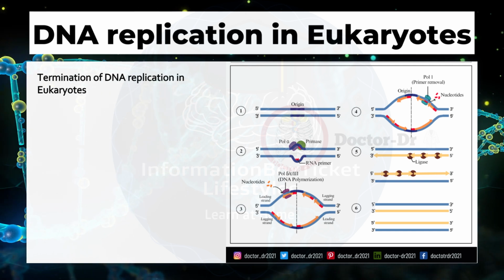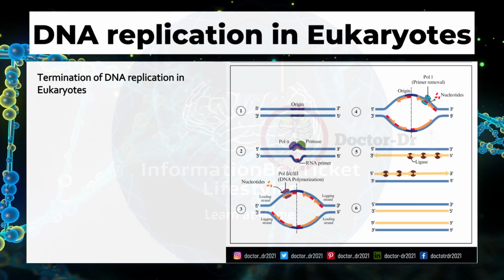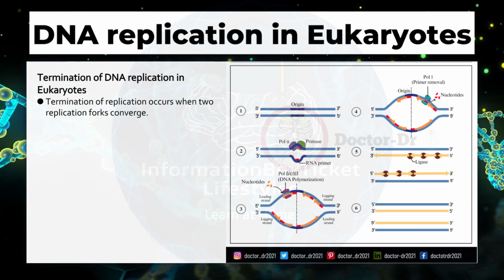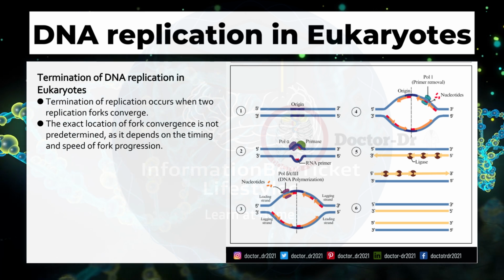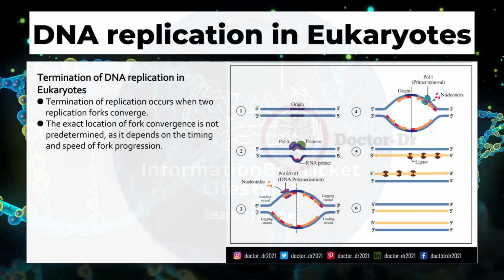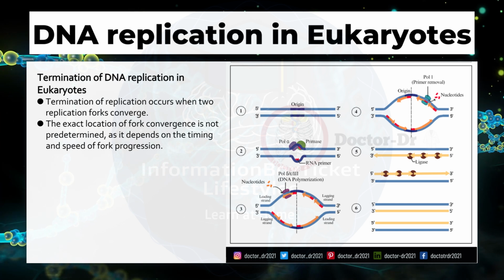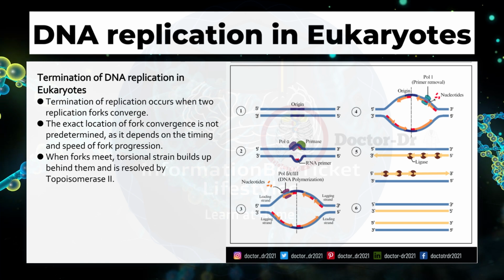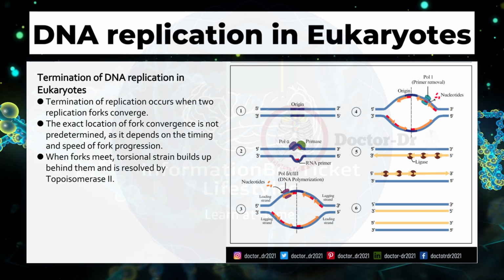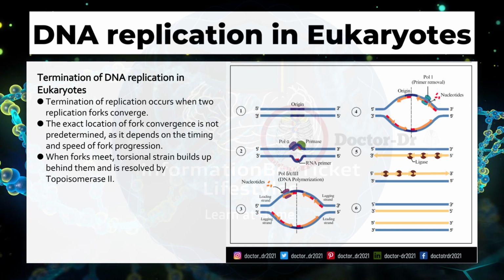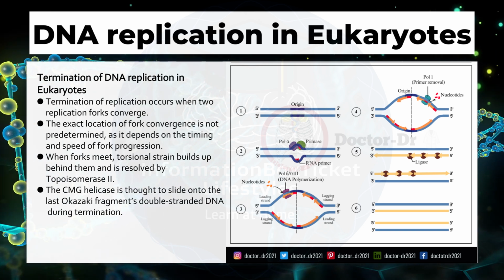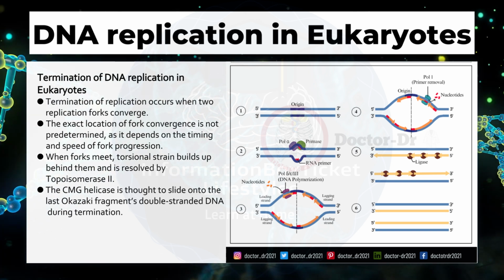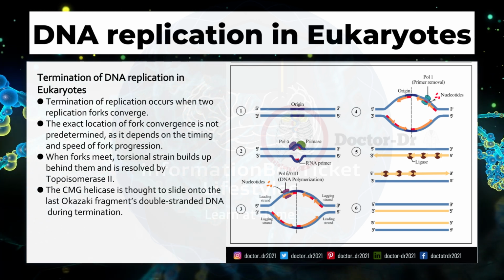Third, termination of DNA replication in eukaryotes. Termination of replication occurs when 2 replication forks converge. The exact location of fork convergence is not predetermined, as it depends on the timing and speed of fork progression. When forks meet, torsional strain builds up behind them and is resolved by topoisomerase II. The CMG helicase is thought to slide onto the last Okazaki fragment's double-stranded DNA during termination.